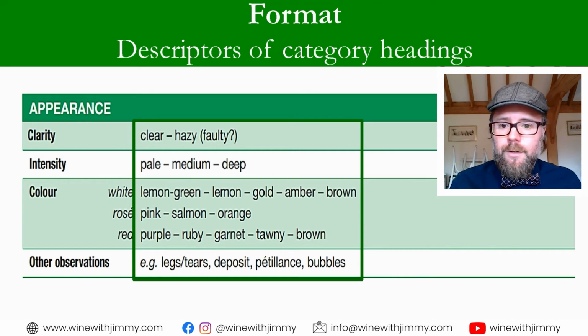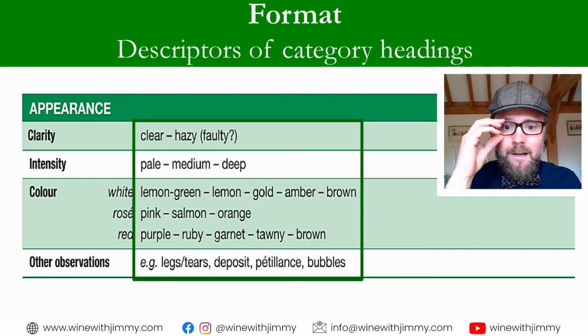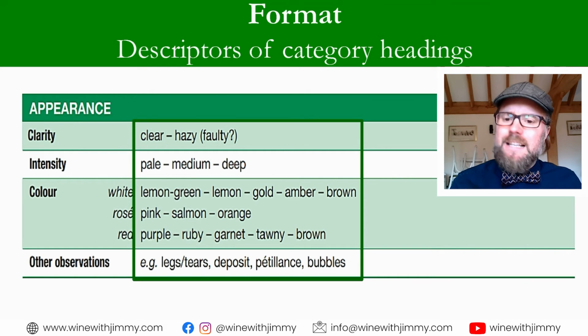So for example, to describe the appearance of a white wine, you might select clear for the category heading of clarity. Please note that it's not essential to write the clarity as it is not marked. But then you might mark pale for the intensity. So pale is the descriptor of the category heading intensity. The colour you might select lemon, and lemon is the descriptor of the category heading of colour.